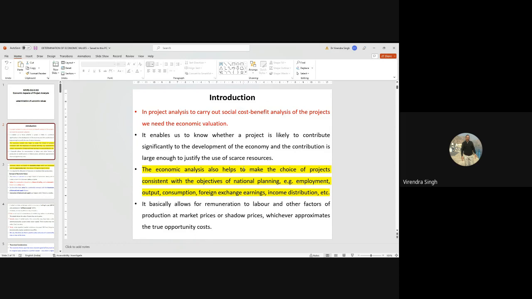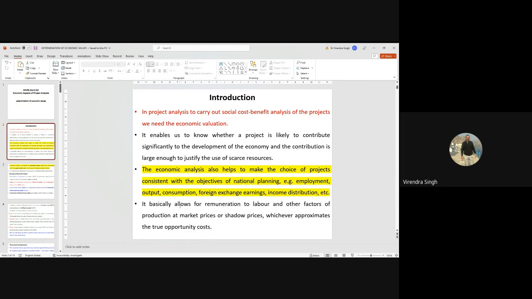Sometimes it is important to increase consumption. At other times, it is important to earn foreign exchange to finance our imports. Sometimes we need to bring about equality in income distribution. There may be problems related to these objectives. So, economic analysis helps us to pick the project which helps solve our most important problem first.